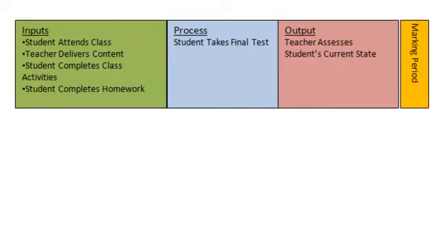The output is that the teacher has a chance to assess the current state. So, the student performs at 90% or 62% or gets 3 gold stars, or whatever you're using to assign value to that student's performance is then given, and you're assessing that as a form of output.